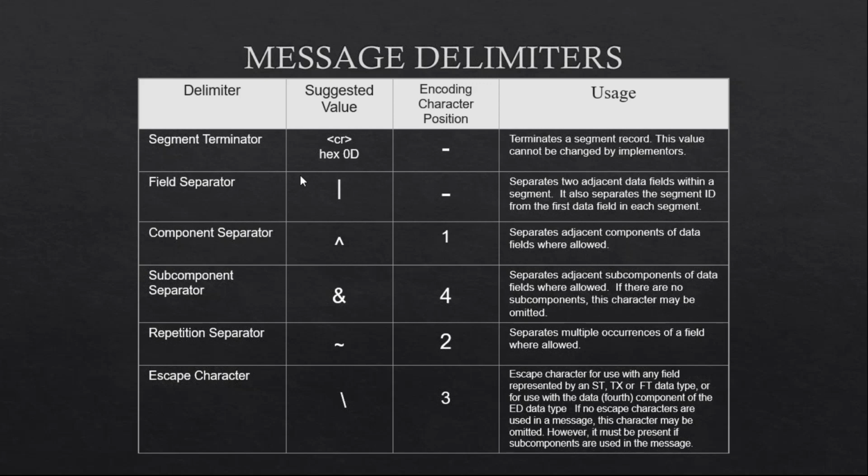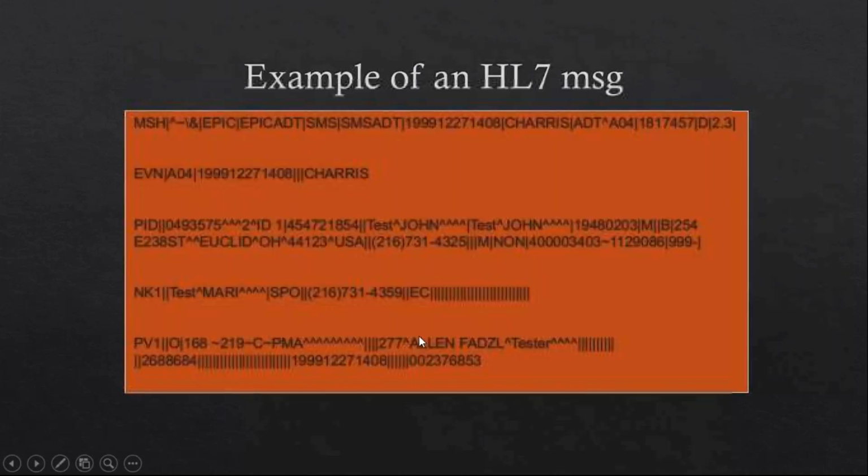Repetition separator and escape character are two different things, which we'll take a look at with an example when we are talking about an ADT message, because talking about that here might not make a lot of sense at this point of time, as we are just getting introduced to HL7. Next, we will take a look at one sample HL7 message just to understand how it looks. As I said, an HL7 message first of all comprises segments.